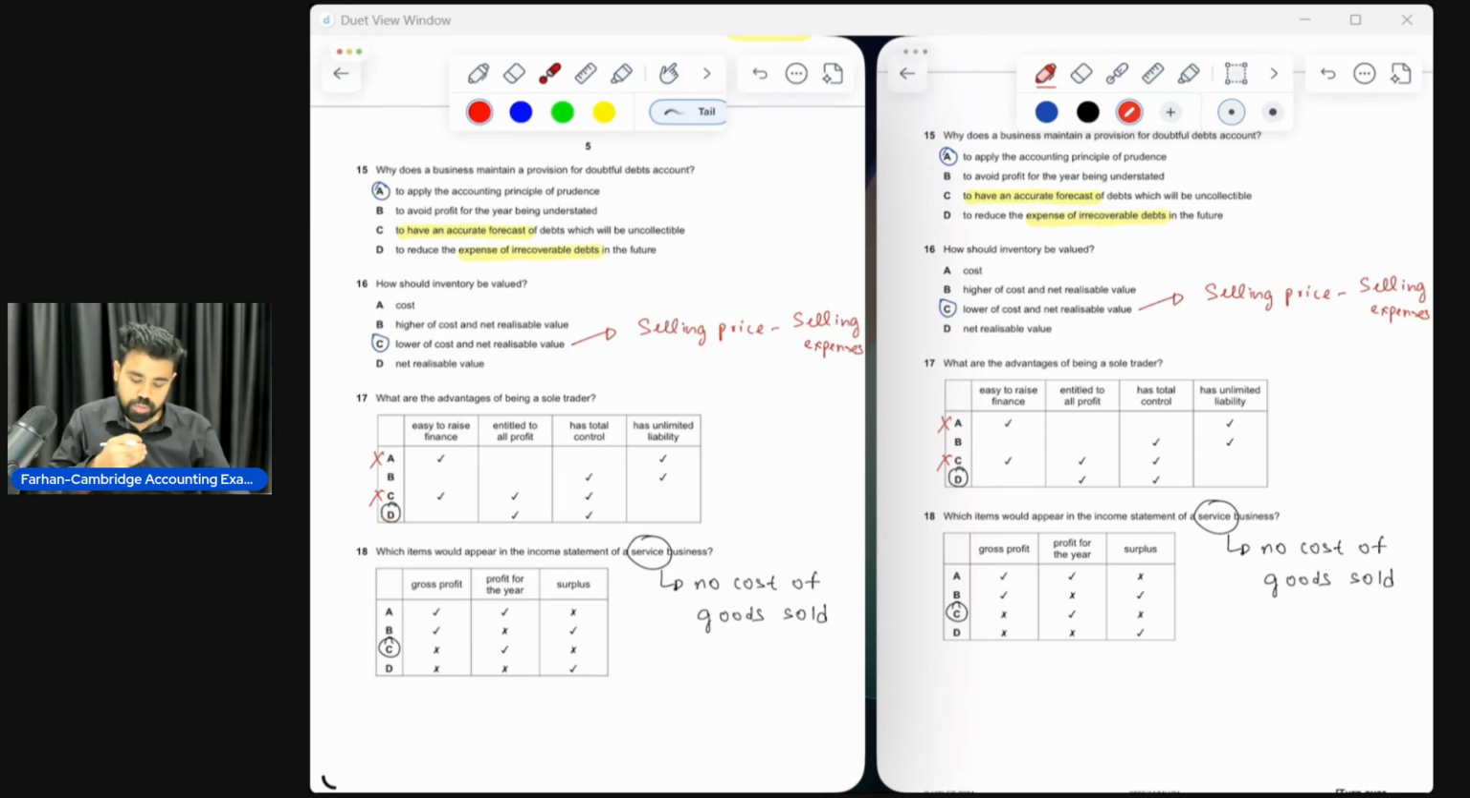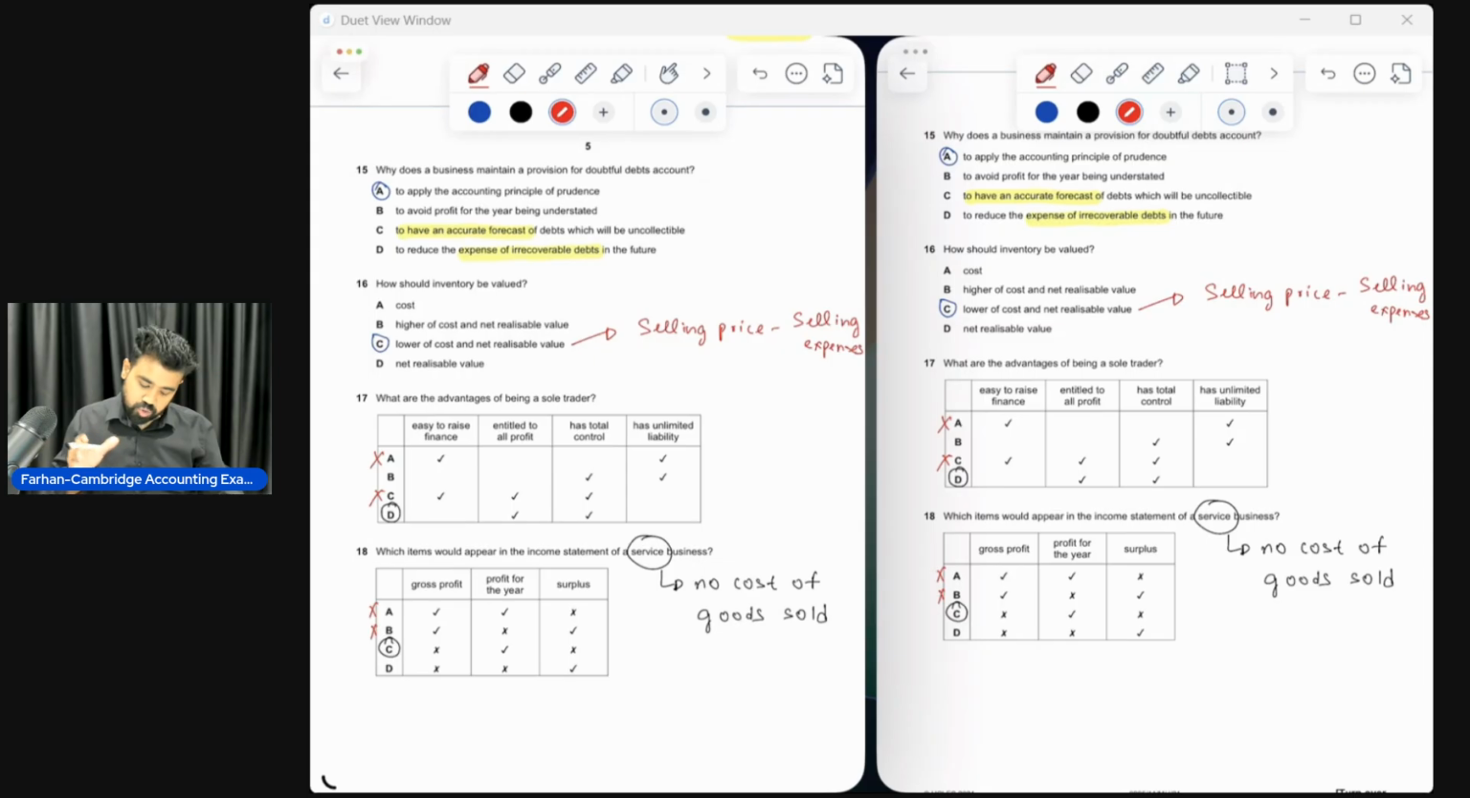What about number 18? Which items would appear in the income statement of a service business? So when we think of a service business, it cannot have an opening inventory, nor can it have any closing inventory, nor any purchases. Therefore, there is no point of deriving the cost of goods sold because it is not a product business, it is a service business, right? Our revenues are entirely based on the services or the fees that we charge. Now, if there is no cost of goods sold, there can never be any gross profit, because gross profit is simply the difference between revenue and cost of goods sold. So on that basis, option A and B would be initially canceled out.